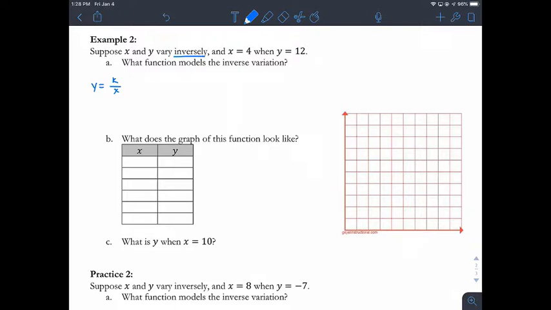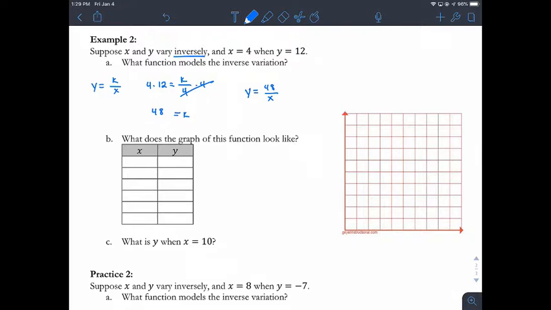Given that x is 4 when y equals 12, we can plug 12 in for y. Don't know what k is, but we do know that x is 4. Multiplying both sides by 4 allows us to get rid of the 4 on the right side, leaving us just with k on that side, and k is equal to 4 times 12, which is 48. Still not done yet. We need to write the function model, so that's y is equal to 48 divided by x. Same as we did before.